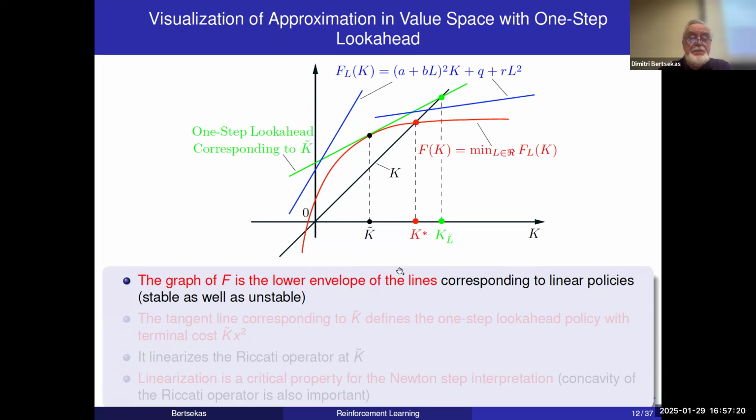And now, it's also easy to see that as you draw these lines, if you look at a particular K tilde, a particular cost approximation, then some lines are going to intersect above this point, but there's going to be some line that's going to be tangent to the red graph right at this point. And this is the line that we're interested in. This is the line corresponding to the one-step look-ahead policy.